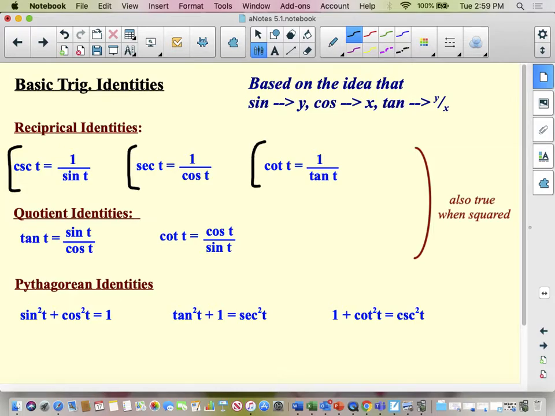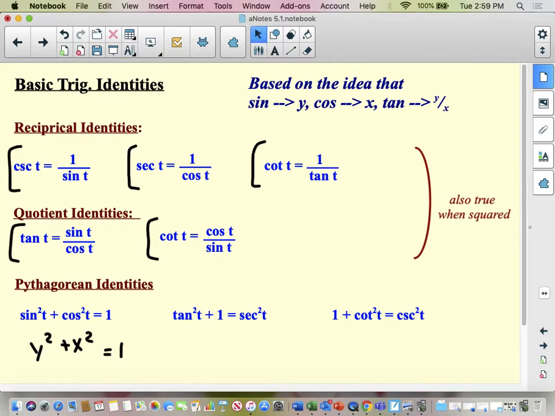Okay, we already covered those. Tangent is the ratio of sine divided by cosine, which means cotangent is the opposite, right? Reciprocal, cosine over sine. Pythagorean identities is what I did not talk about, but I will remind you that we did talk about x squared plus y squared equals 1, and you know that x is cosine and y is sine. So that should be familiar. Okay, that's all it stems from.